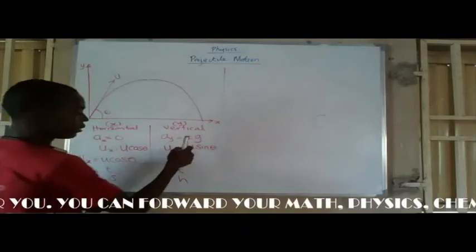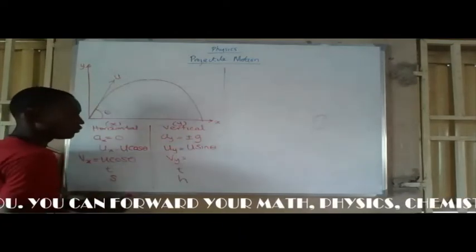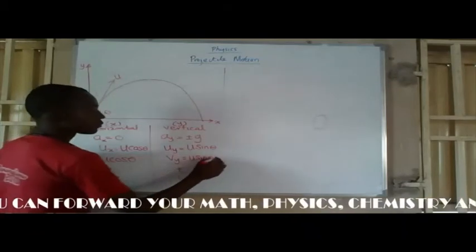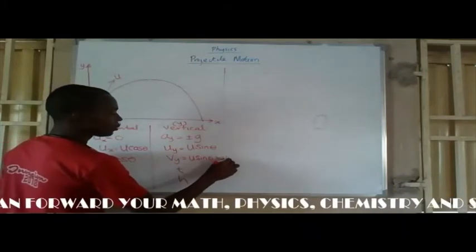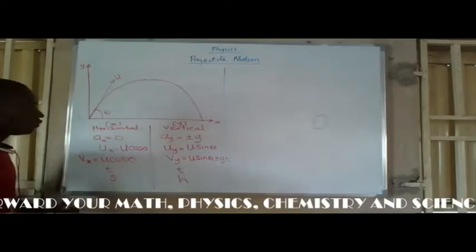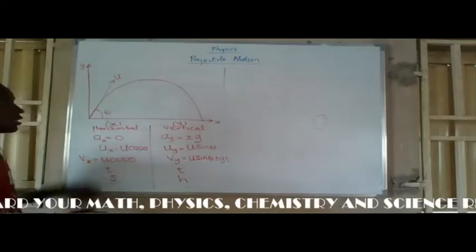Here the acceleration is plus or minus g, so Vy is simply u sine theta plus or minus gt. Okay, those are the two governing equations. Now let's get back to the graph.